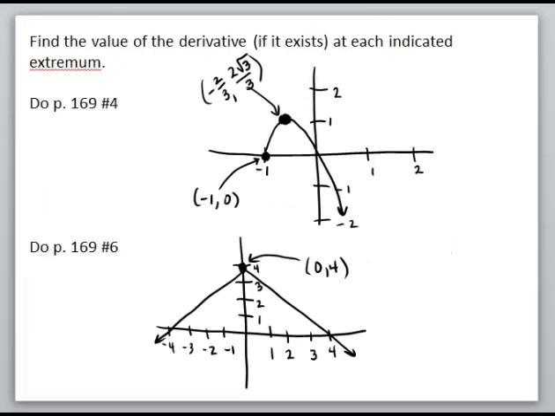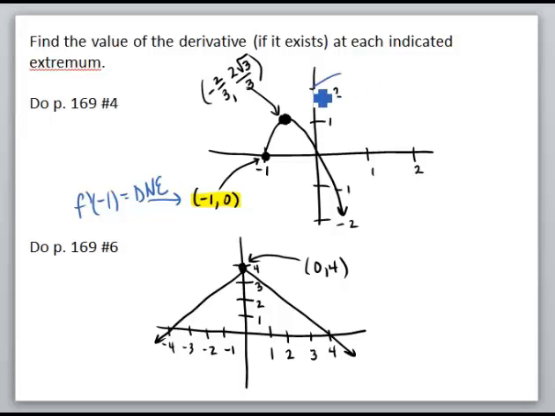What I'm going to start with is just pictures. So we're going to find the value of the derivative, if it exists, at each indicated extrema. We're first going to look at this point right here at -1, 0. We're going to determine the derivative of that. The derivative at -1 does not exist, and that's all we're going to state right now. It does happen to be an extrema because the derivative does not exist.